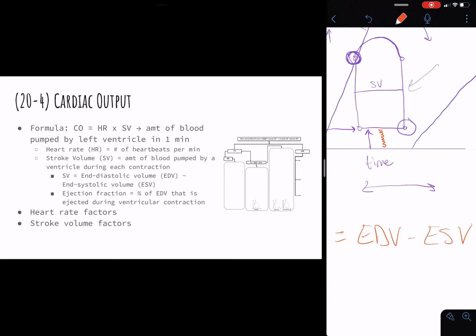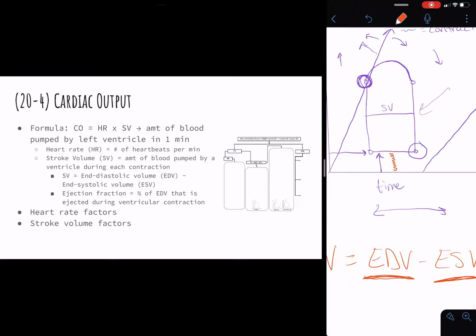So the end diastolic volume is the amount of blood left over after relaxation. And then end systolic volume is the amount of blood left over after a contraction. So where do you think that would be in this graph if we wanted to measure stroke volume along the x-axis? Well, we could put EDV along this time point, and we could put ESV along this time point. Then if we take EDV and subtract ESV from that distance, we will get this distance, and that will be the amount of stroke volume that was ejected.